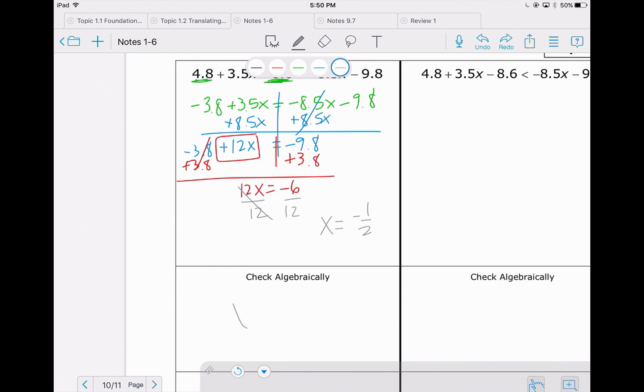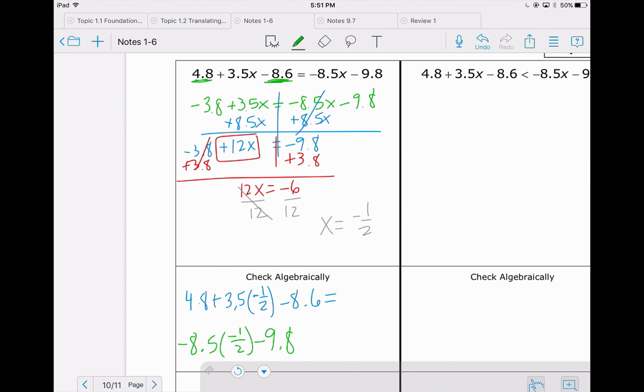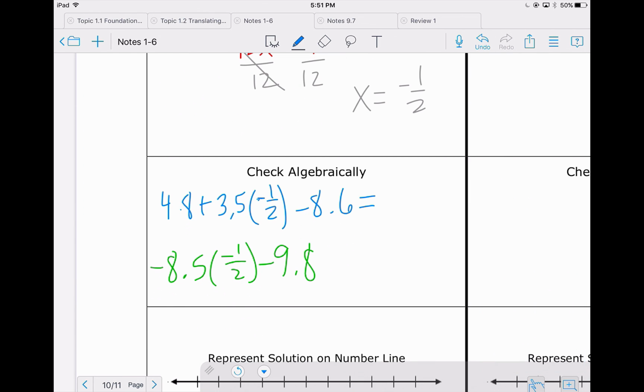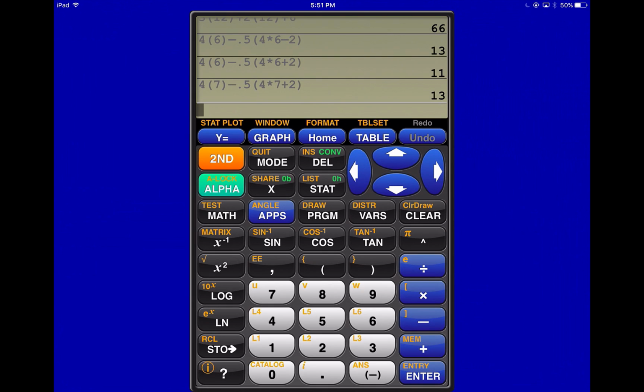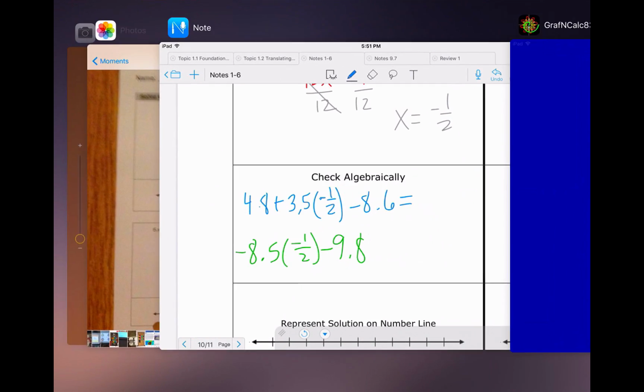Oops, just kidding. To check my answer, I plug back in. And this time I'm going to plug in a right side and a left side, so I'm going to leave them separate rather than set them equal to each other and make sure they equal out to the same thing at the end. So in the blue, 4.8 plus 3.5 times -1/2 minus 8.6 equals -5.55.